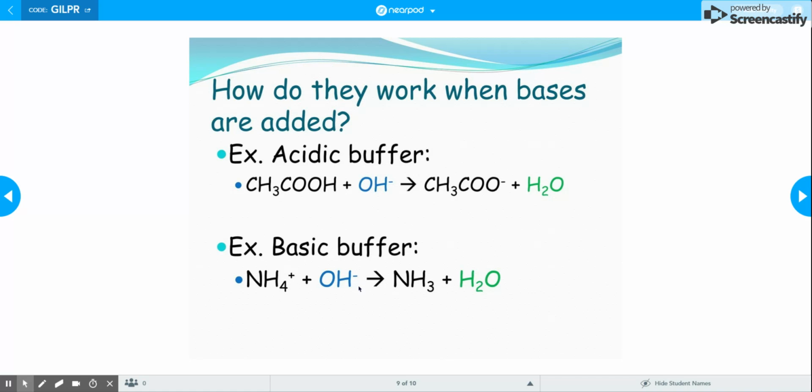Now, of course, we know that this can only work up to a certain point because after all of the weak acid is used up, or the conjugate acid in a basic buffer is used up, once there are no more hydrogens to cancel this, then the pH will change because then there will be excess hydroxide ions in here. But until that happens, the pH is just going to stay the same. So as long as you have buffer available, it's going to be able to cancel out that hydroxide ion in here by giving away a hydrogen, forming water, which does not change the pH.